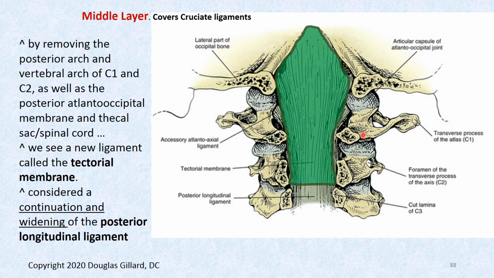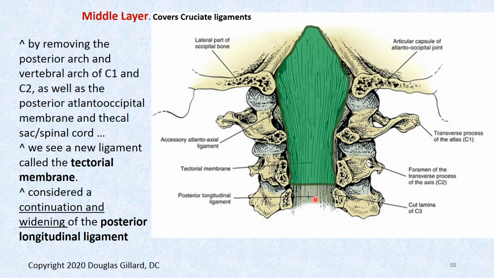All right. Now, if we scrape all that stuff away and go into the middle layer, we can see the spinal cord's been removed. We can see the posterior longitudinal ligament. I think we covered this already. There's the tectorial membrane, goes all the way up to the foramen magnum here.